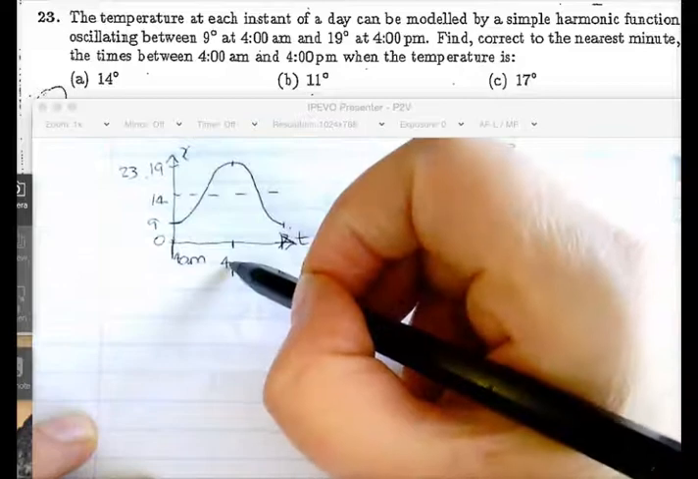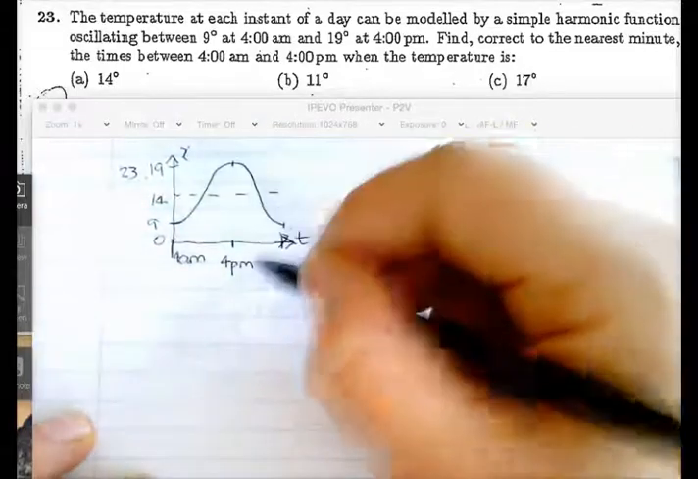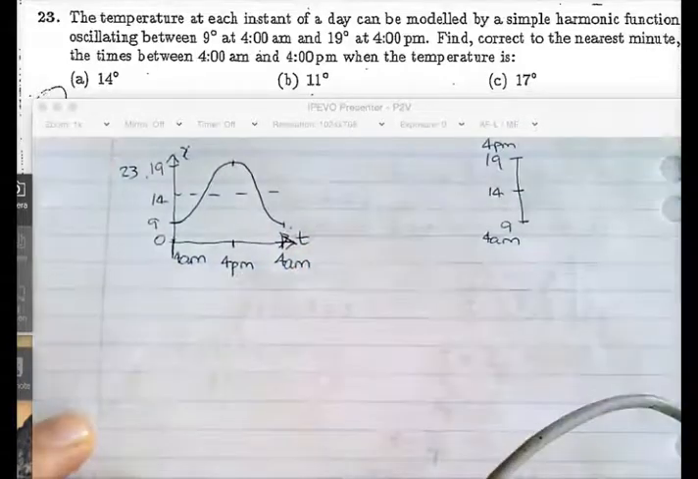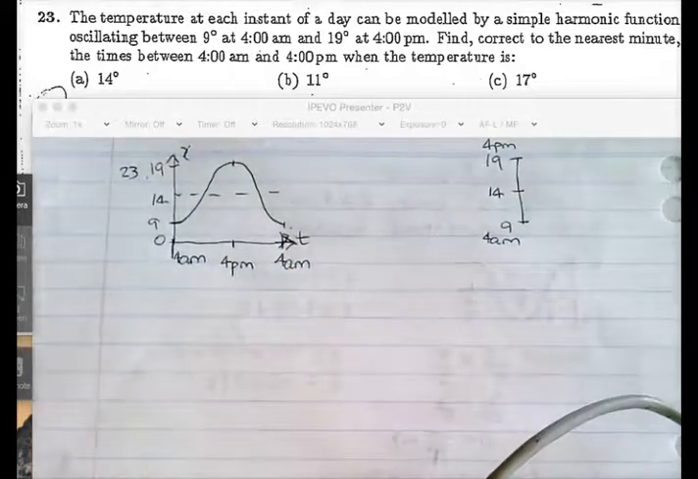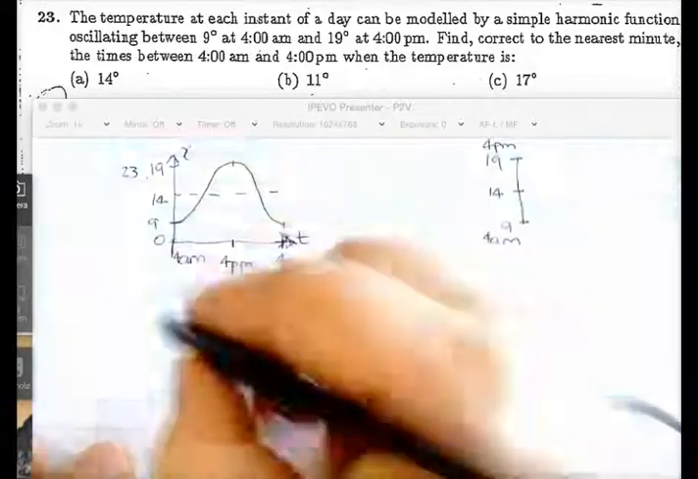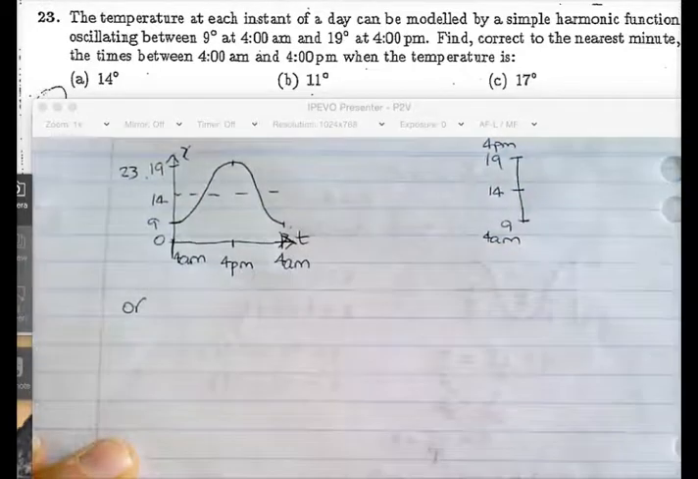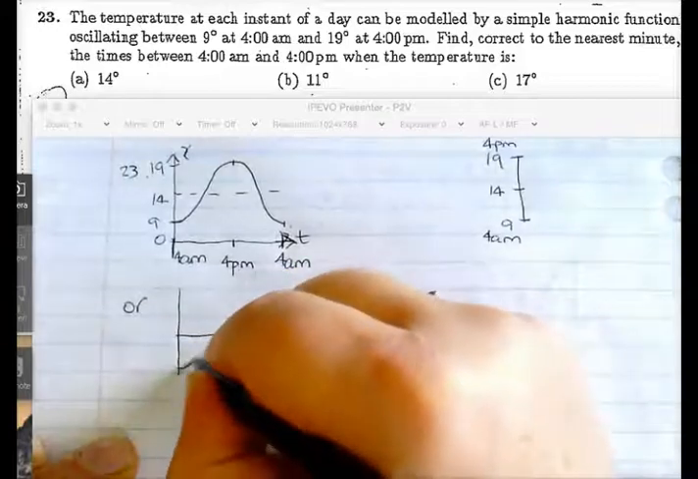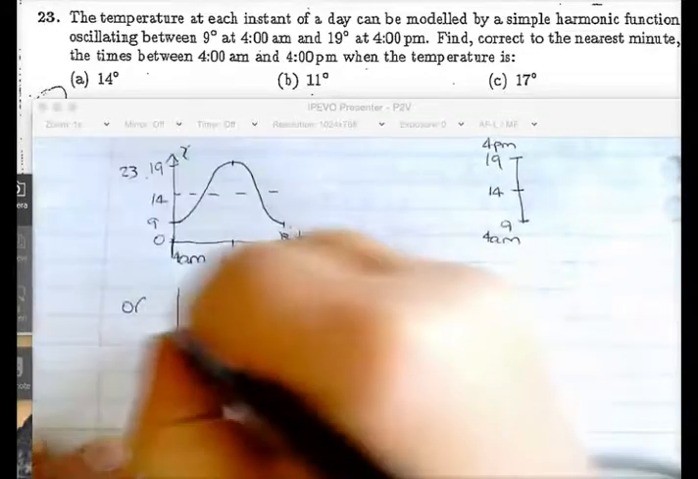4 a.m., 4 p.m. is 12 hours. What will this be? 4 a.m. on the next day. So, girls, we've got two choices. You can do it like that, which is the proper curve, but this is what I prefer to do. I prefer to just draw it like this with no shift.